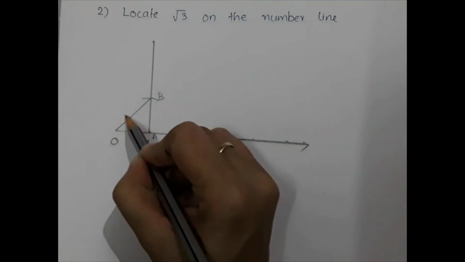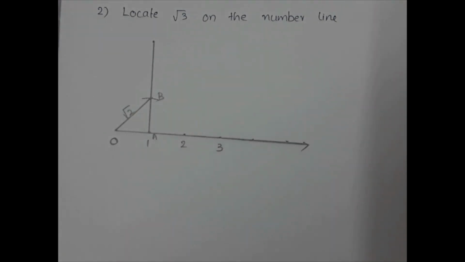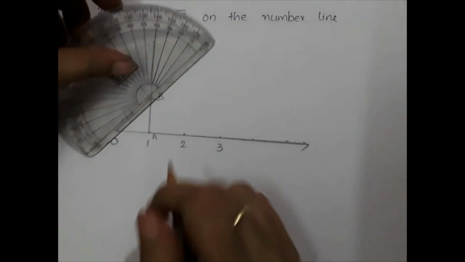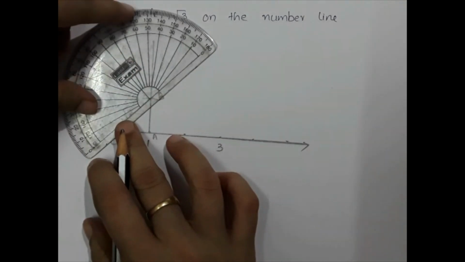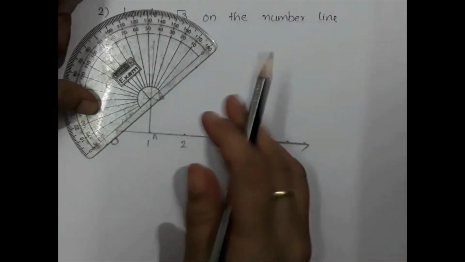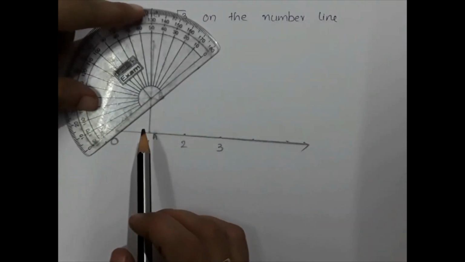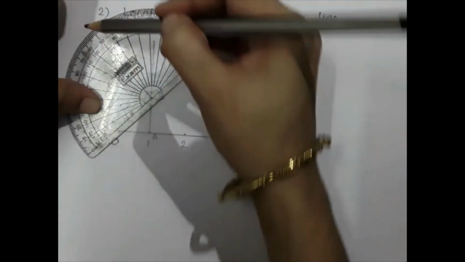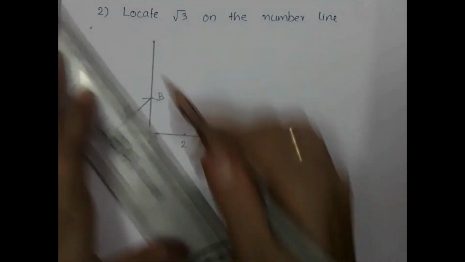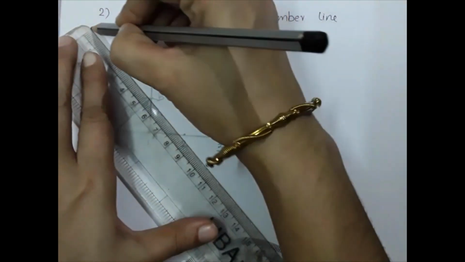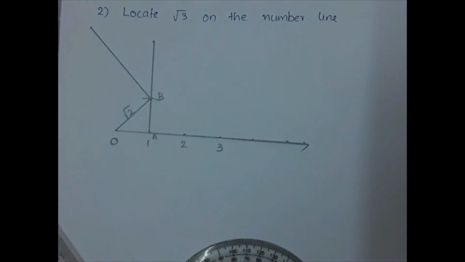Okay, and this one you got as root 2. Clear up to this? Then you want to locate root 3 on the number line. For that purpose, you have to again take 90 degrees from the point B. So please listen here carefully. Likewise, you have to put the protractor and mark 90 degrees. Okay, and then join this point and B. This will be 90 degrees.